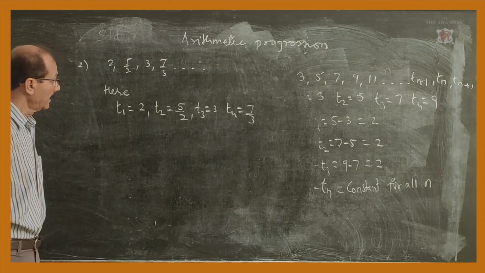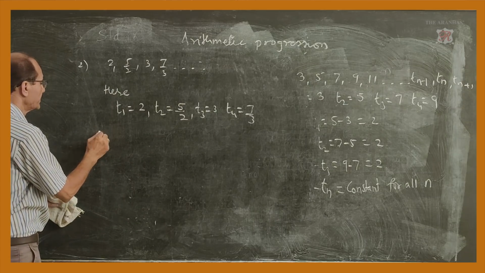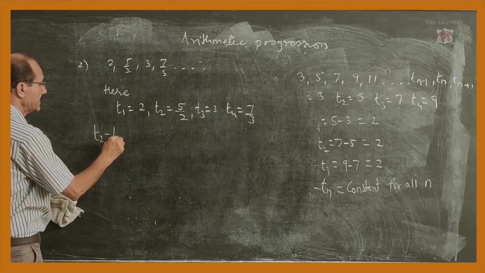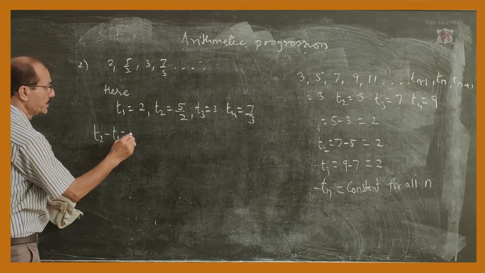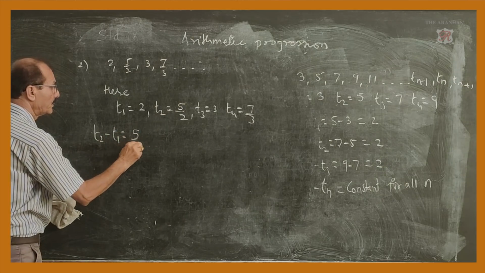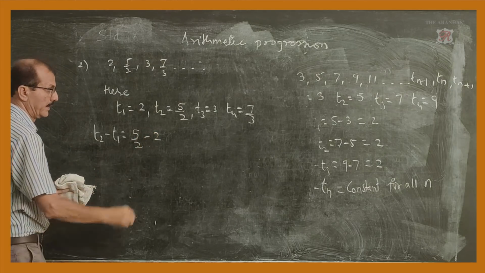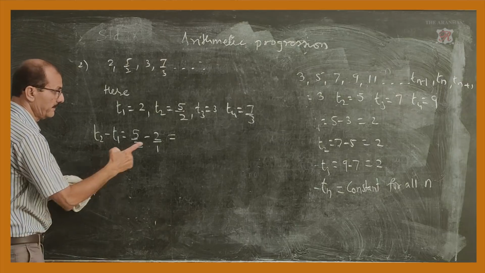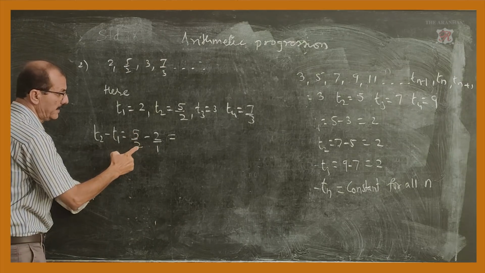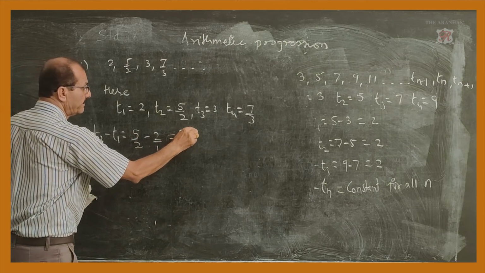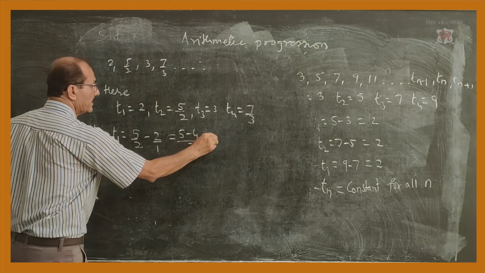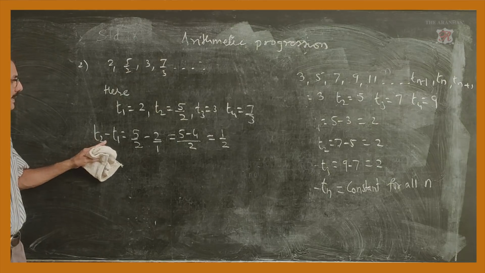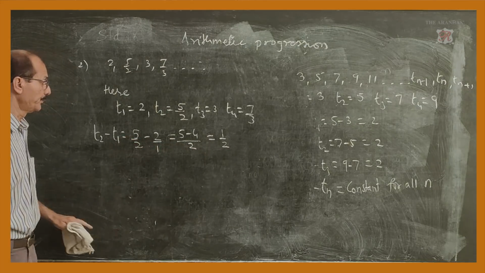Correct? Now what you do? You say consider T2 minus T1. What is T2? 5 upon 2 minus 2. Now this you have to simplify. So 5 into 1 is 5 minus 4 upon 2, which is 1 upon 2. So T2 minus T1 is 1 by 2.